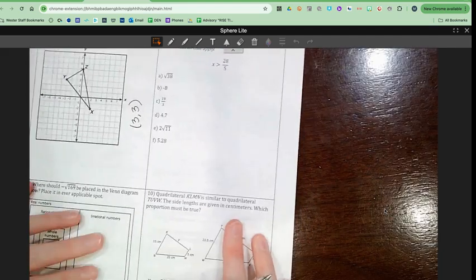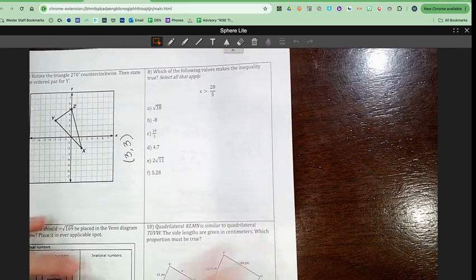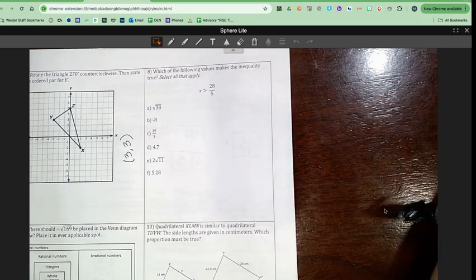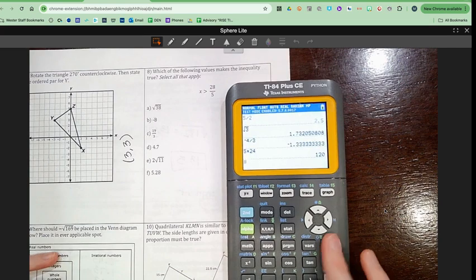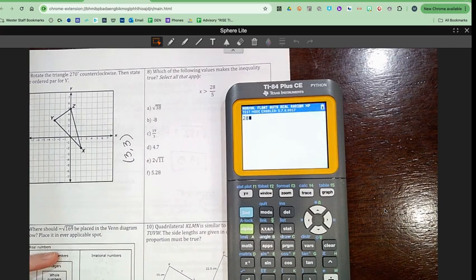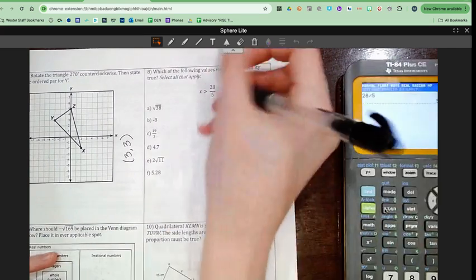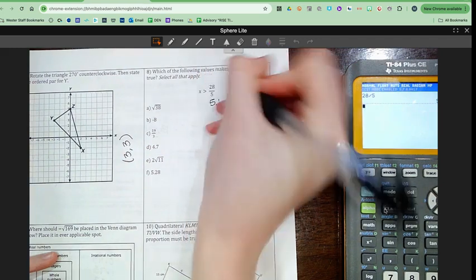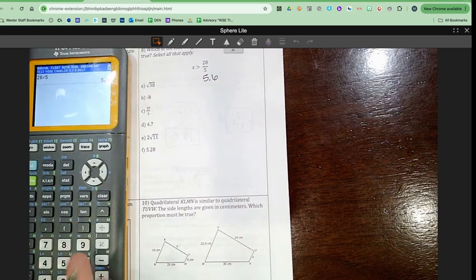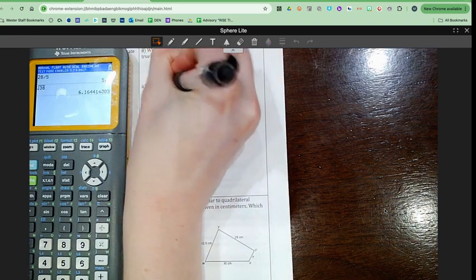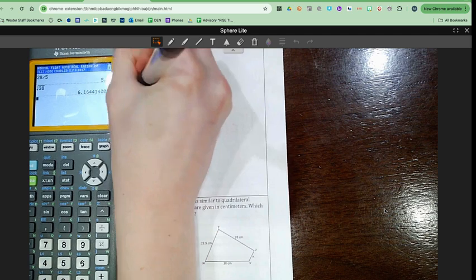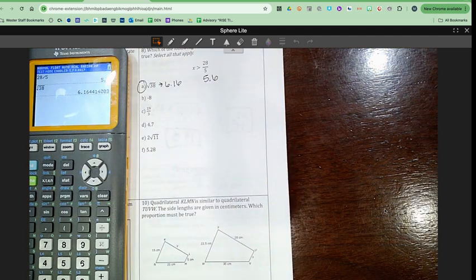Number 8 says, which of the following values makes the inequality true? Select all that apply. So the first thing I'm going to do is I'm going to change 28 fifths to a decimal by dividing. 28 divided by 5, that gets me 5.6. So I'm looking for numbers that are greater than 5.6. So we'll start with the square root of 38. So second x squared, 38. This is 6.16. Well, that is indeed greater than 5.6, so A is an option.